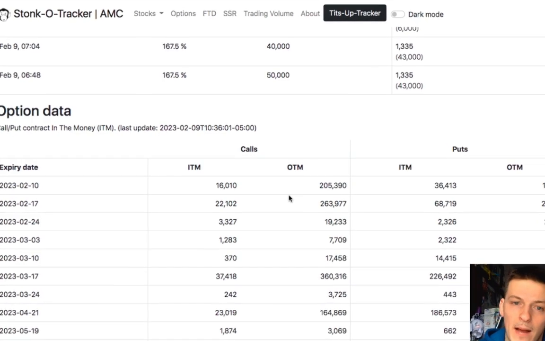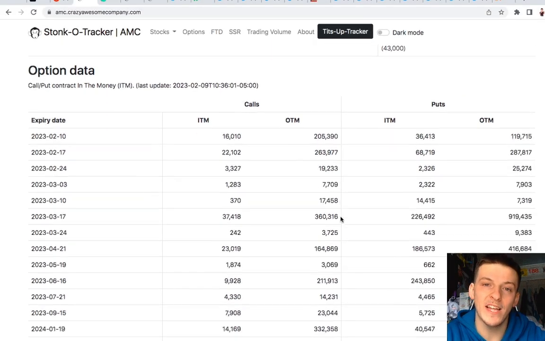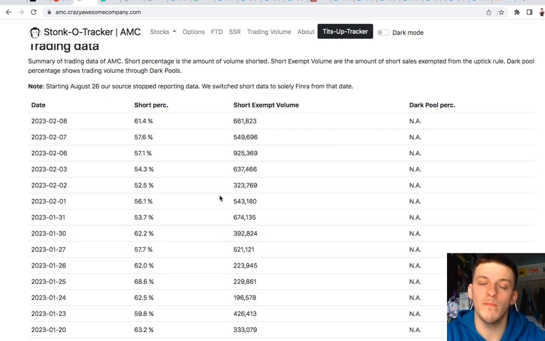We are losing on the options chain, 16,000 calls compared to 36,000 puts. I do believe max pain is sitting around $6. Short exempt volume stacked up over the past week, along with the short percentage rising day by day on AMC. You can see that they are stunting the momentum as hard as they can and fighting the algorithms.